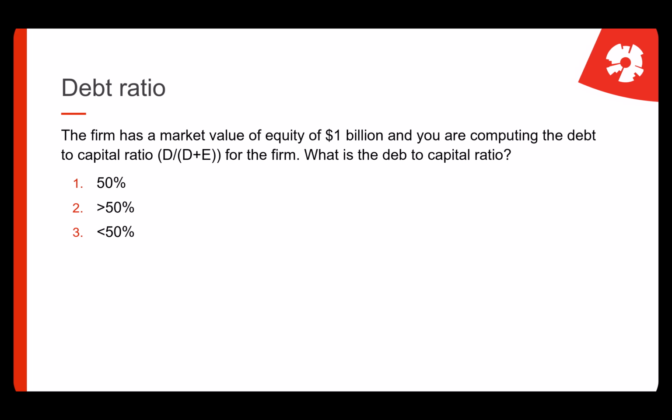So if debt equals 1 billion and equity equals 1 billion, then the debt to capital ratio is 1,000 divided by 1,000 plus 1,000. So it's 1,000 divided by 2,000, which equals 50%. So the correct answer here is option 1, or 50%. The lesson here is that whenever you see the capital ratio, you must use the market values, not the book values. That ensures your cost of capital is reflecting what investors actually demand today.